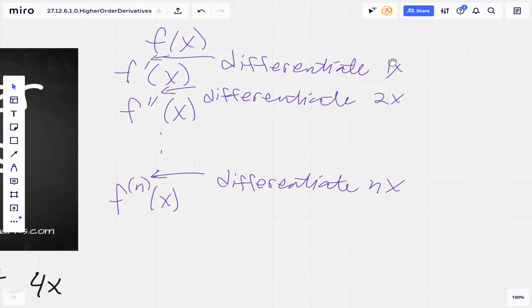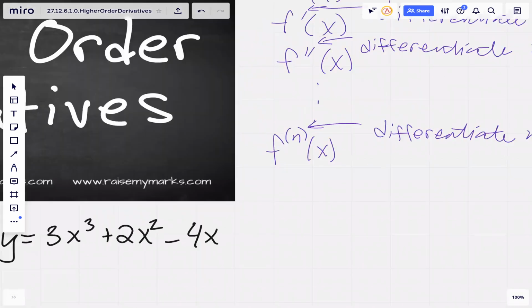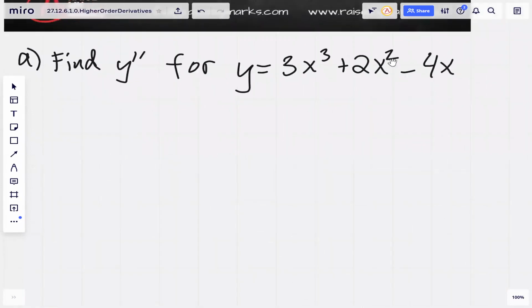Okay, so given that, let's see what we're asked to do today. We're asked to find y double prime. So we read it like that. If you have 2 primes, then we say y double prime, where y equals 3x cubed plus 2x squared minus 4x. So let's do this. We need to start with the first one, y prime.